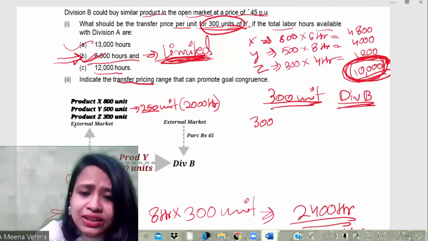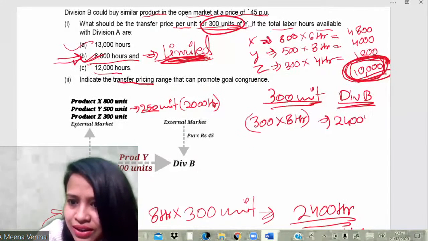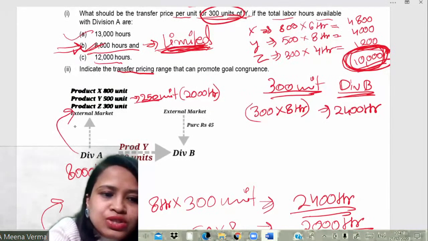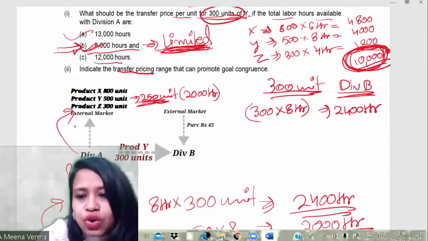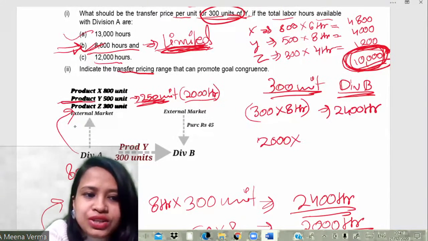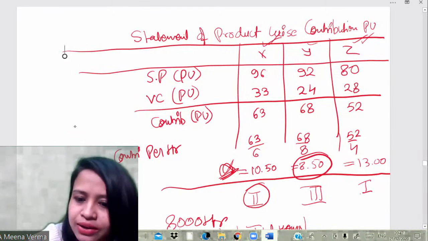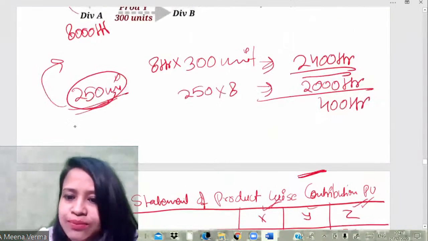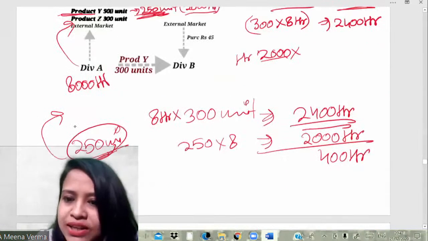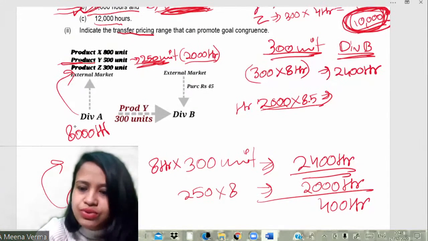For 300 units, you need 8 hours per unit. You need a total of 2400 hours. ठीक है? And since you are not selling these 250 units to the external market, you will lose the contribution on it, which you want to recover here. So on these 2000 hours, the contribution which you are losing here for product Y, how much contribution are you earning per hour? Per hour you are earning 8.5 contribution. ठीक है? So for 2000 hours, you will earn how much contribution? You will multiply this with 8.5, and you are losing this total contribution here, which you want to recover.